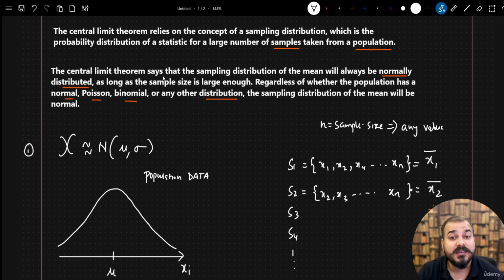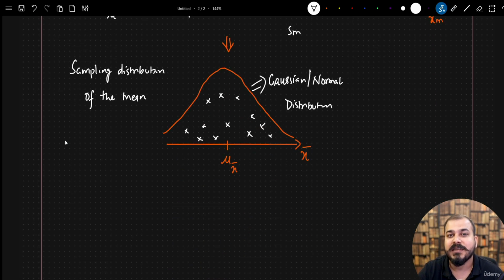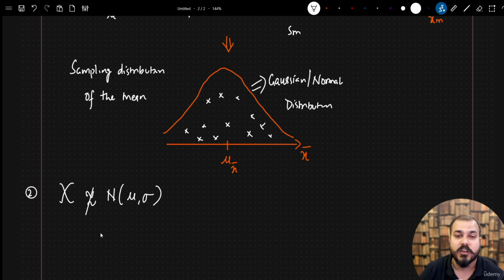Again, let me repeat it. The central limit theorem says that the sampling distribution of the mean, of all the means from the population that we have selected in the form of samples, will always be normally distributed as long as the sample size is large enough. Now, why I'm saying n can be any value here is because the population is following a Gaussian distribution. Now this is where I come to the second scenario. In the second scenario, let's consider there is a random variable x that does not follow a Gaussian distribution, with some mean and standard deviation.